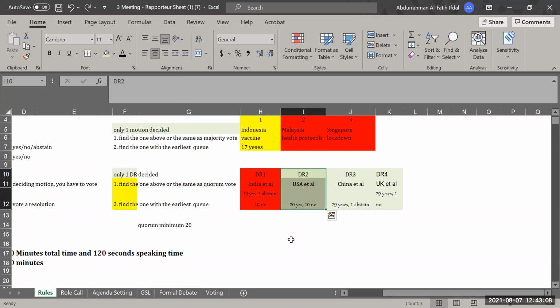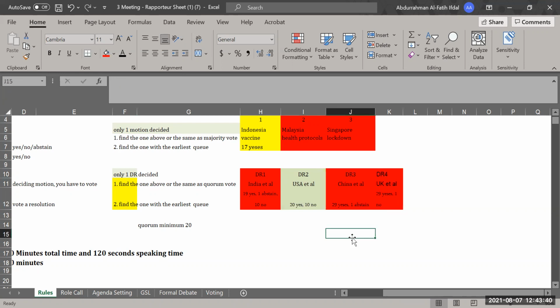But sir, China gets 29 yeses, which is more than 20. Why don't we just choose China? China gets more yeses than the United States, which means China's resolution is more liked, the favorite in the council. Why don't we choose China's motion, sir? Well, again, this is a trap question. Once USA fulfills the two requirements, the remaining draft resolutions will not be voted on, even though if they were voted on, they might get higher numbers.